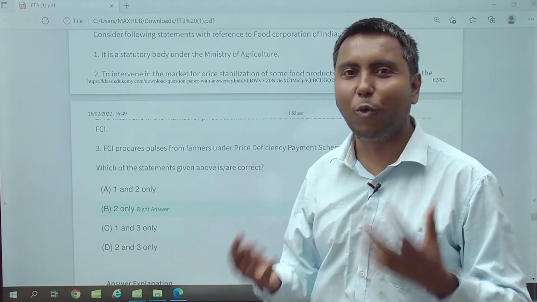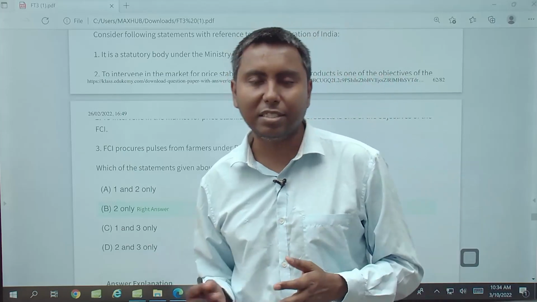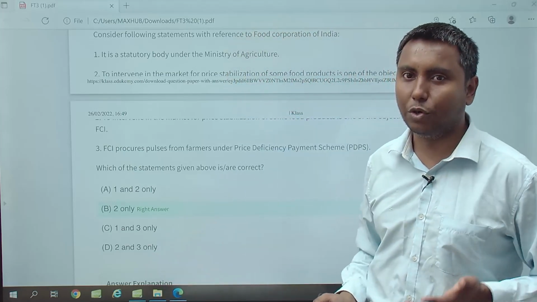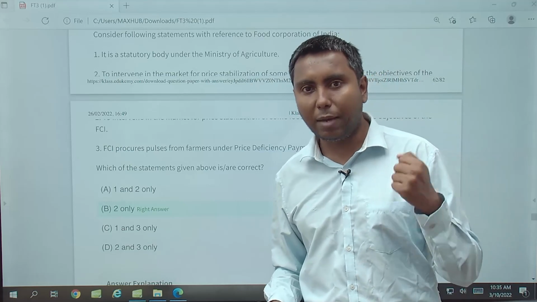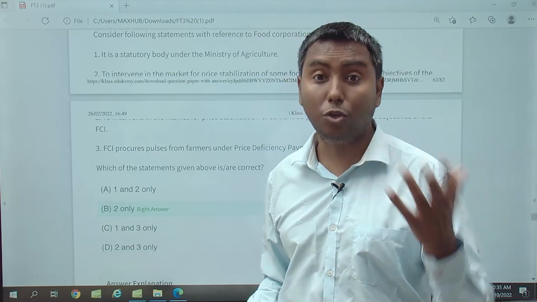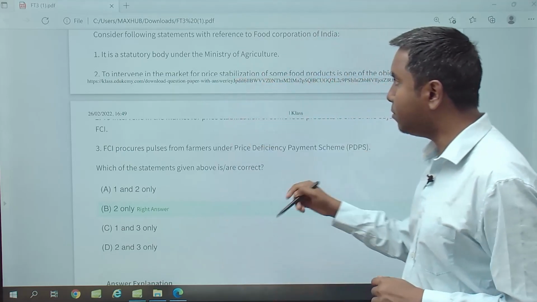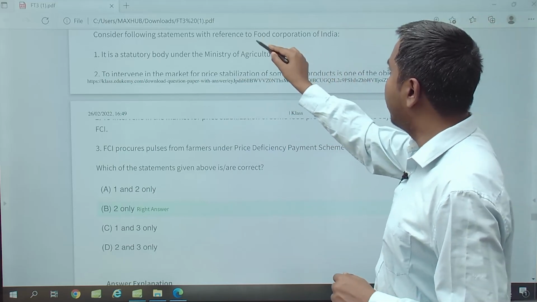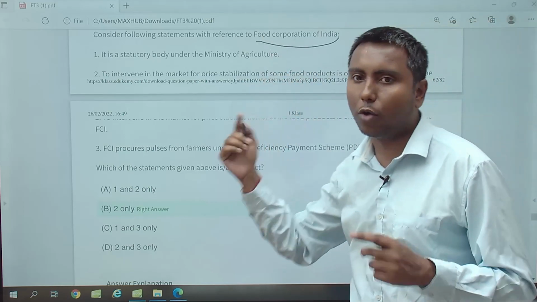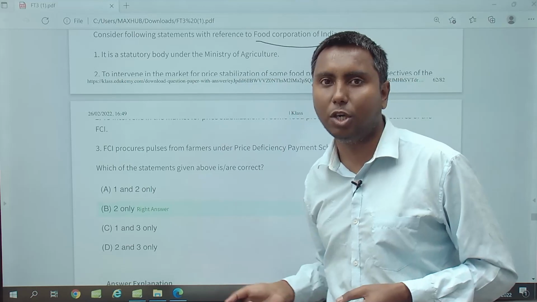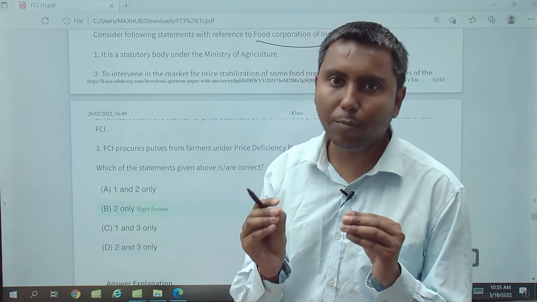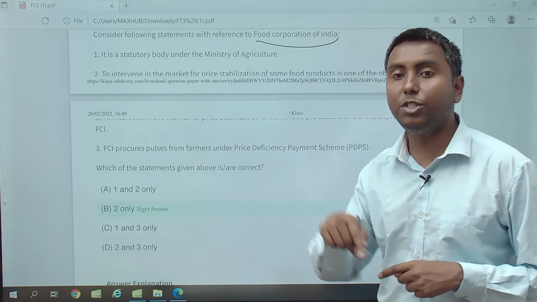Again, I would say this logic is making more sense because I am analyzing the test after the test, post facto. Inside the exam hall, you will have to take your chances. You don't know it. So whenever you are reading about the Food Corporation of India for the first time, and you see that it is under the Ministry of Consumer Affairs, you should be a bit extra careful.